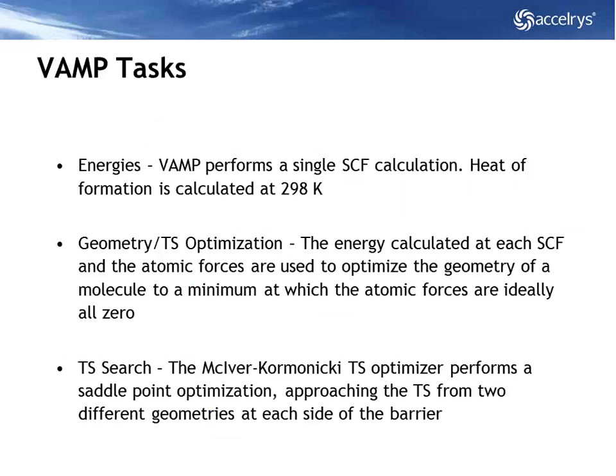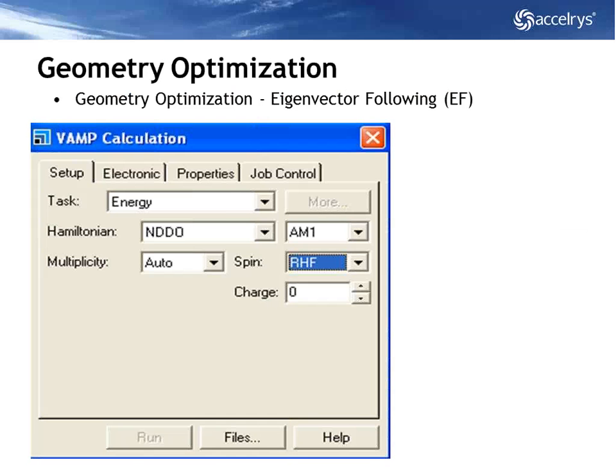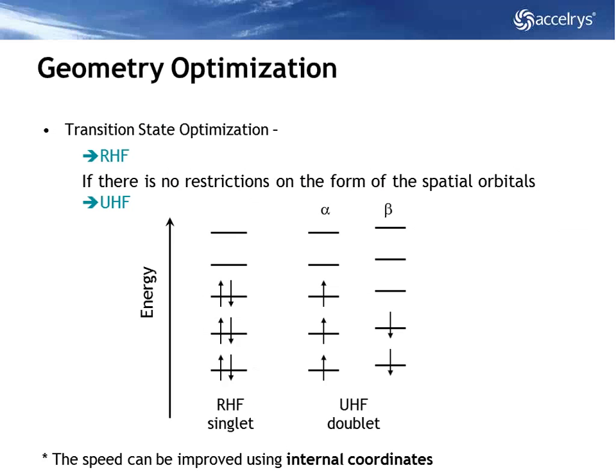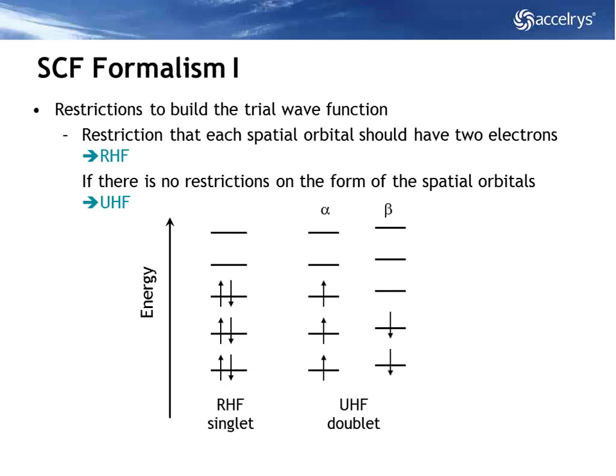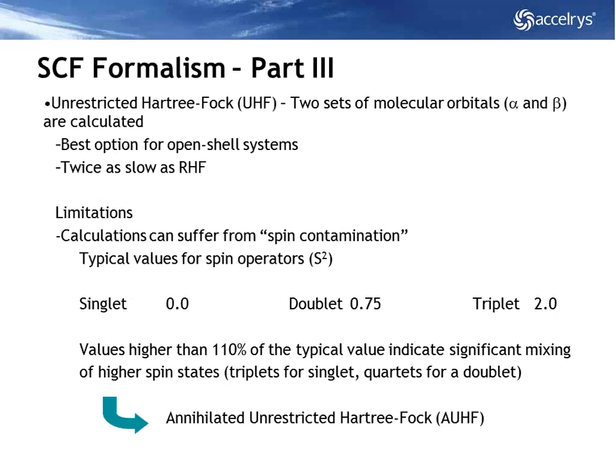So VAMP is the engine. It does pure energetics, which I've shown you. It does geometry optimization, which I've shown you, and it does transition state search, right, which is a saddle point, a McIver harmonic transition state optimization from geometries each side of the barrier. The setup is just the same. You select an energy. You can set different transition state following tools. Note that it does restricted Hartree-Fock, unrestricted Hartree-Fock, right? And you can set spins and spin constraints on the system, right?